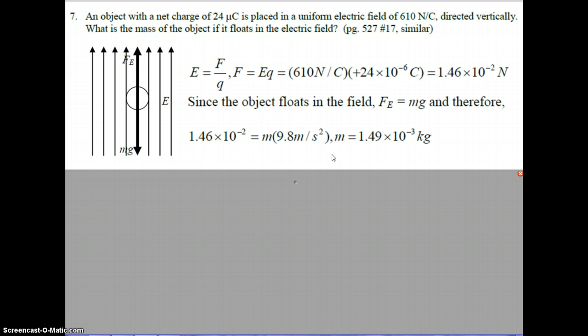You'll note that this concept is similar to the Millikan oil drop experiment. Not the same, because it's some random object instead of an oil drop, but it's the same concept.